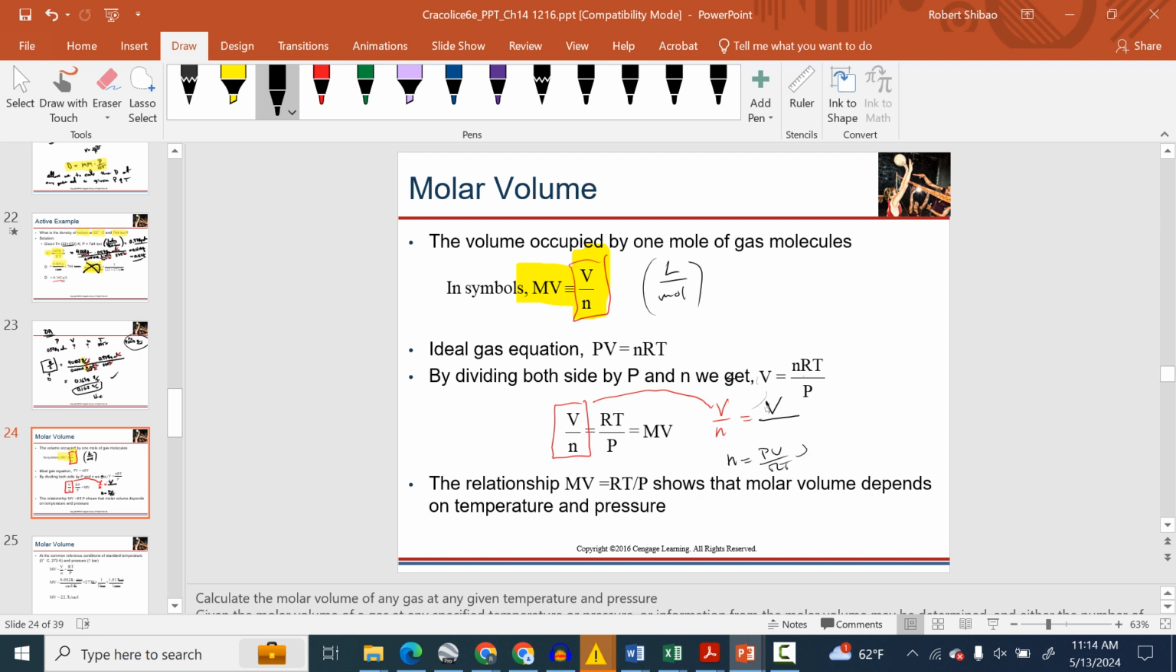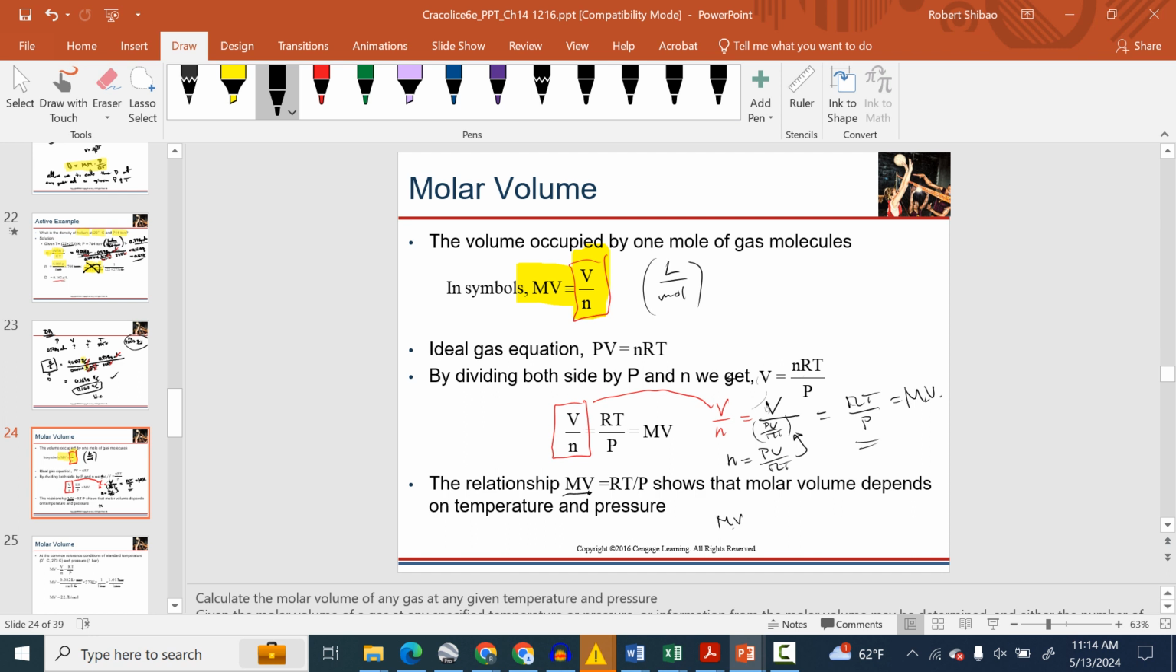And then I'm going to substitute this on the bottom. So I'll put PV over RT, and the volumes cancel out. I'll invert and multiply, and I'll get RT over P. So I could derive it in exactly the same way. And so the molar volume, MV, stands for the molar volume. MV equals RT over P.